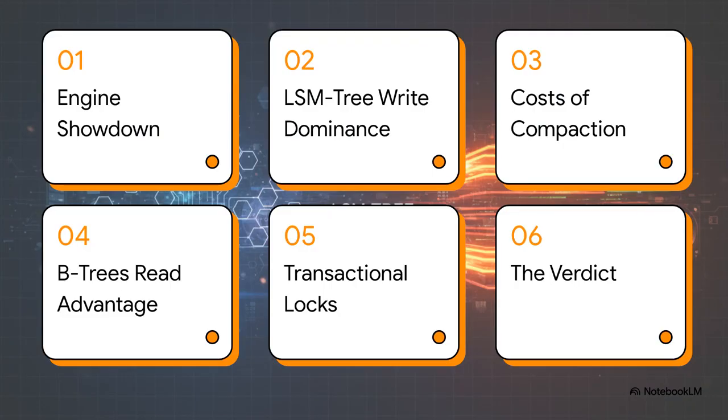So here's our tale of the tape for this explainer. First, we'll outline the great storage engine showdown. Then we'll explore why LSM trees dominate writes, followed by uncovering the hidden costs of compaction. After that, we'll pivot to B-trees and the read advantage and reveal the power of transactional locks. Finally, we'll wrap it all up with the verdict.